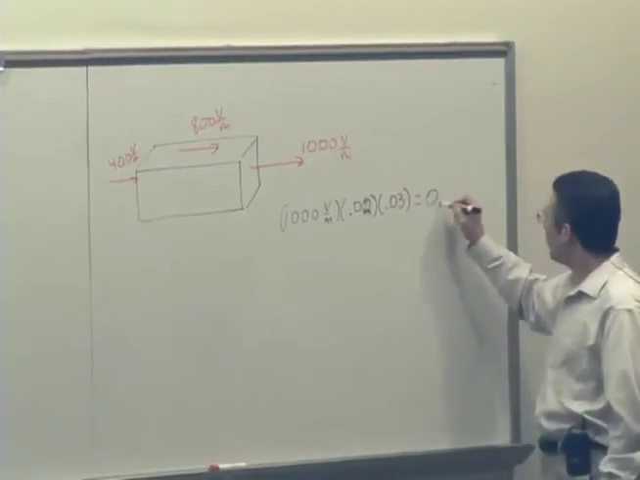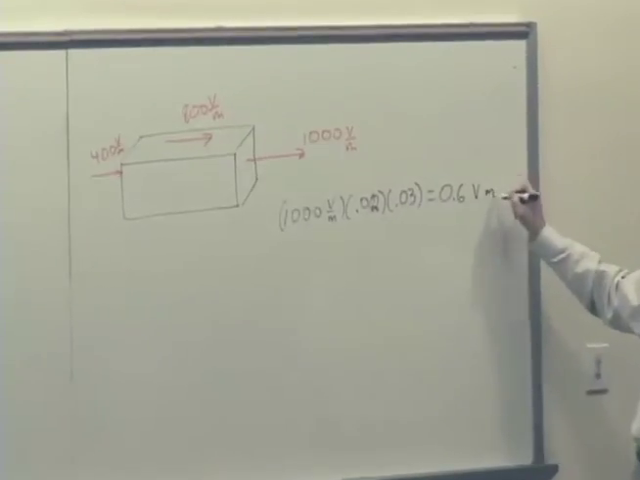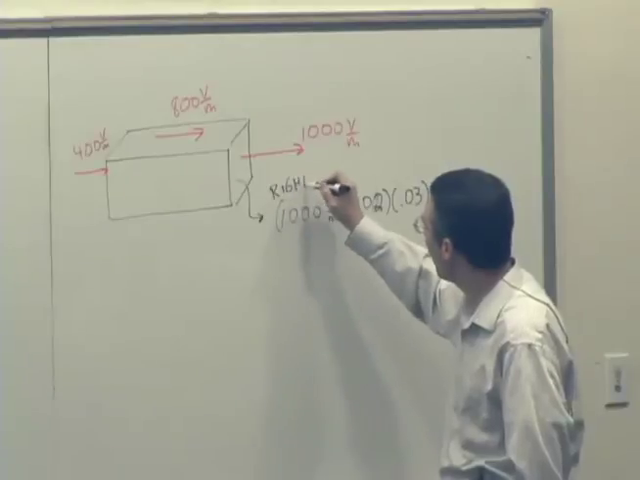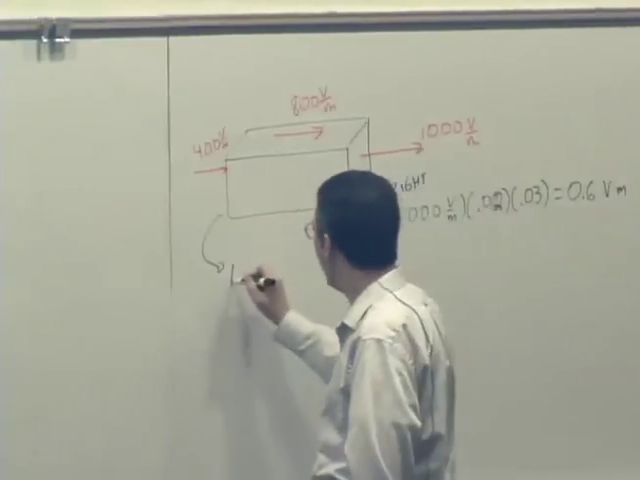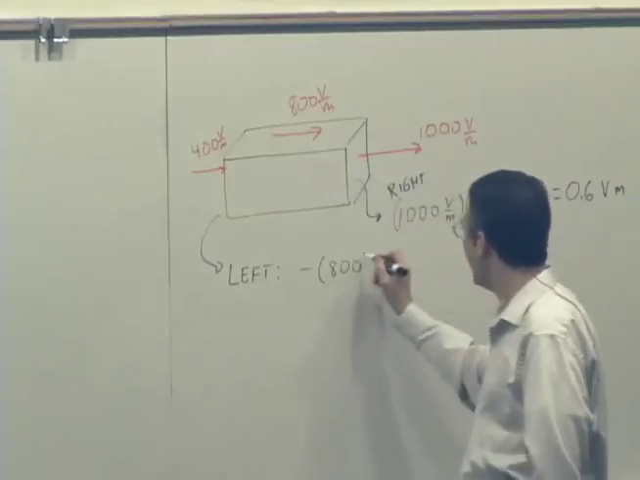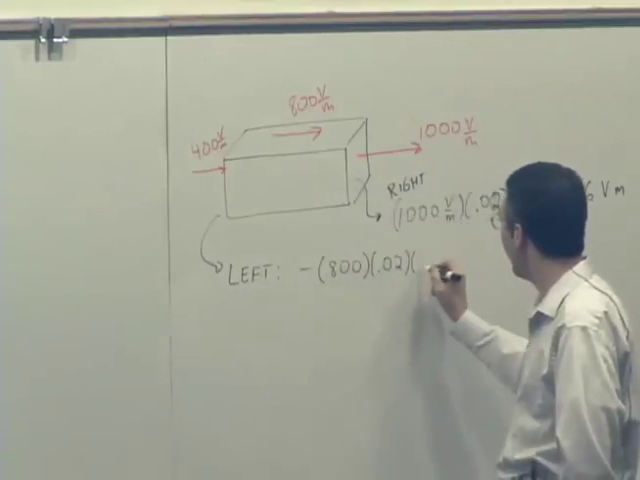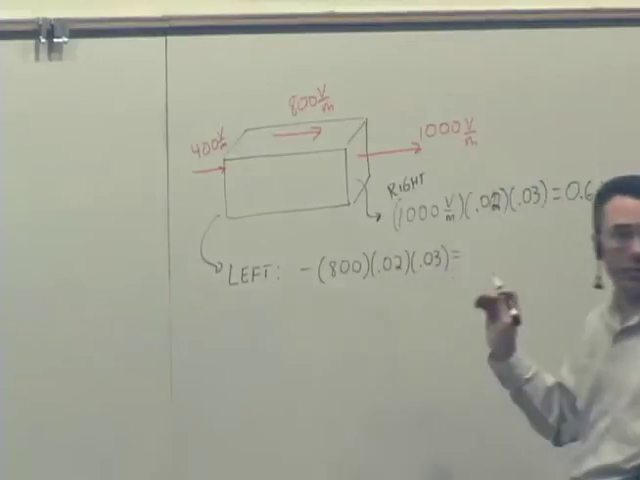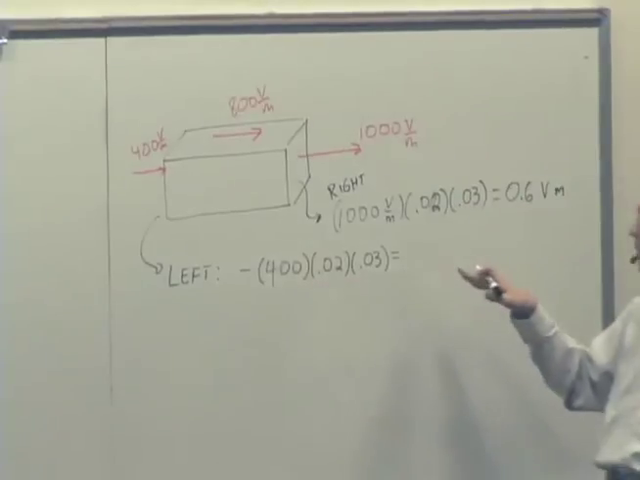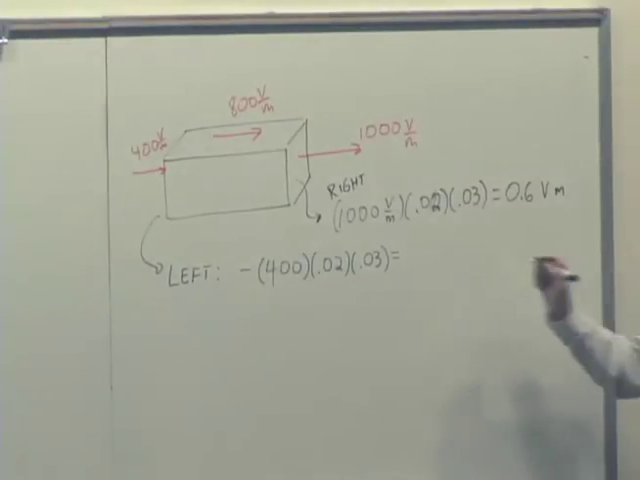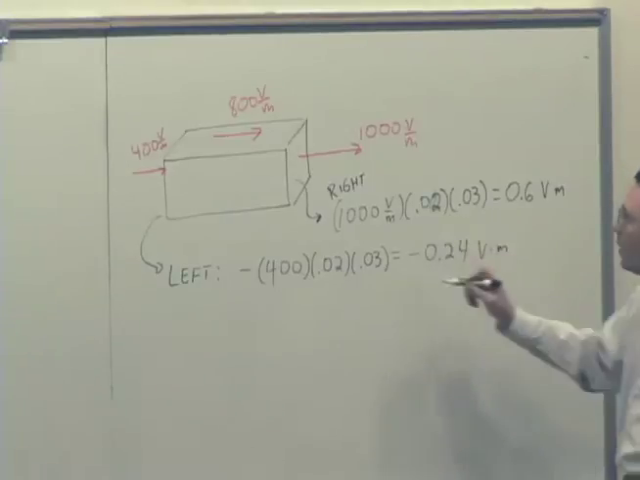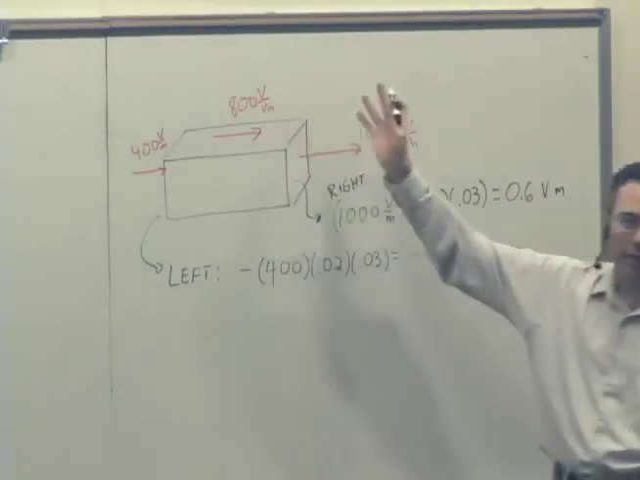And that gave you, was it 0.6 volts times meters on this side? So this is the right side. And on the left side, it'll be negative, and it was 800 times 0.02 times 0.03. What does that give you? Oh, sorry, 400. 400 times 0.02 times 0.03 gives you what? Negative 0.24. And then everywhere else, the flux was 0.